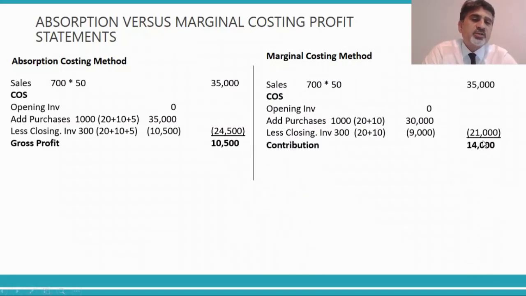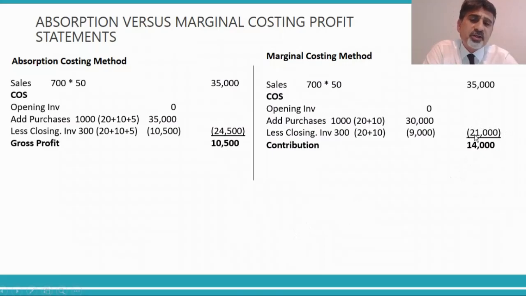Now what you get is called contribution. That's the concept of contribution. Under the absorption costing income statement, you make gross profit. Under the marginal costing income statement, you use the word contribution. Contribution means selling price minus variable cost. In this example, I only subtracted variable production cost because they did not give us any non-production cost, so we just ignored it. Anyways, whatever variable costs were given, we subtracted.